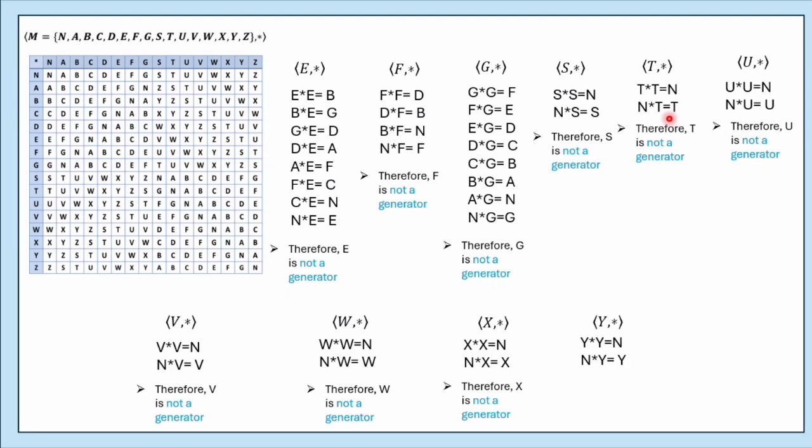For Y, we have Y star Y is equal to N, and N star Y is equal to Y. Therefore, Y is not a generator. For Z, we have Z star Z is equal to N and N star Z is equal to Z. Therefore, Z is not a generator since it failed to generate all the elements of the set.